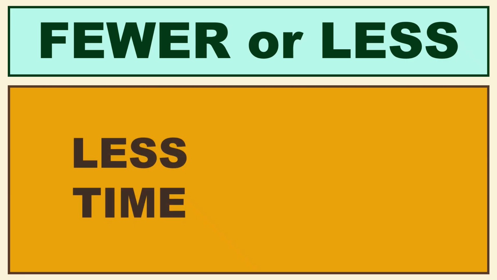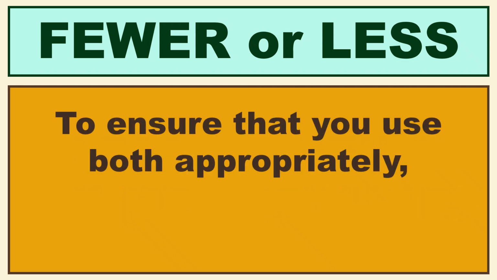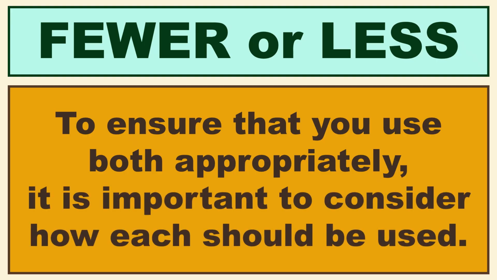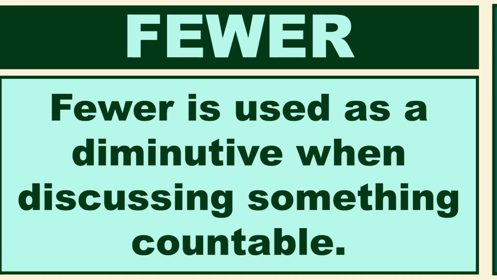For example, we might say less time, but then we would say fewer minutes. In both instances, we're talking about time, but we'll use the alternate words in each of them for very distinct reasons. Therefore, to ensure that you use both appropriately, it's important to consider how each should be used and the rules surrounding their use. The word fewer is used as a diminutive, that is to show something is smaller, when discussing something countable, something that you can count.